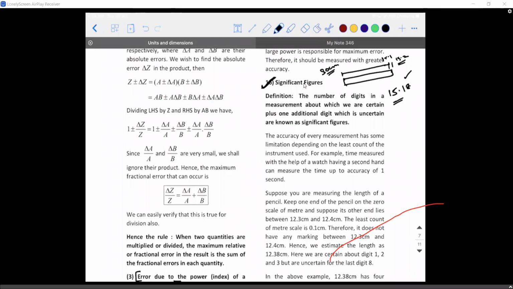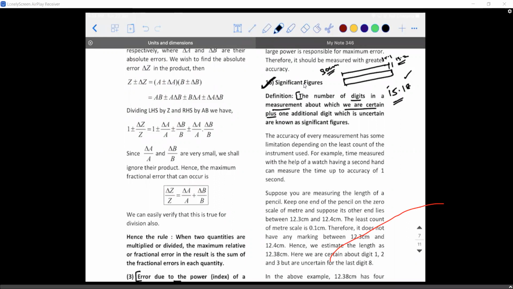So in this case, how many digits are significant? 3. 4, sir. Actually, four, there are 4 digits, because what is the statement saying? The number of digits in a measurement. So this is a measurement you guys made, about which we are certain.